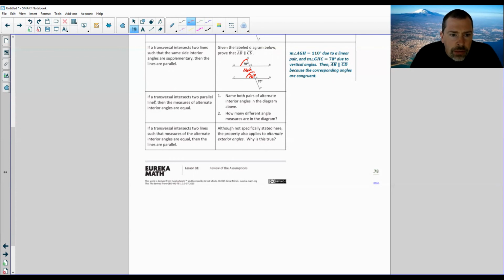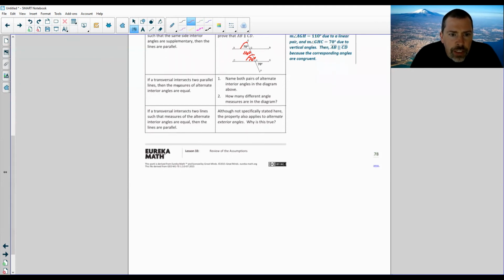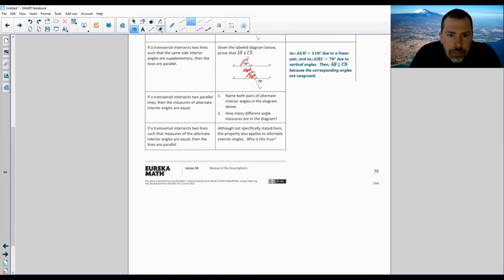Okay? Next one. If a transversal intersects two parallel lines, then the measures of the alternate interior angles are equal. So looking back up at this diagram above here, what they're talking about now is these two angles. Alternate interior, not alternate exterior. So they're not talking about that. They're saying this is 70 degrees because that's vertical. This is 70 degrees because they're vertical. And so now the alternate interior angles, this angle and this angle, are both 70 degrees.